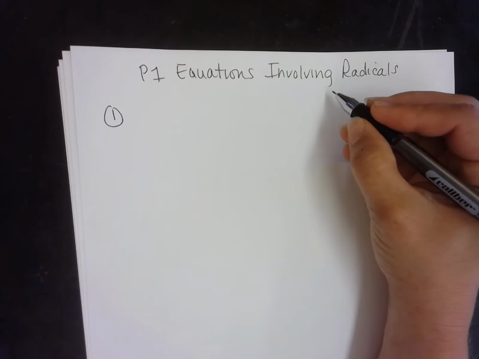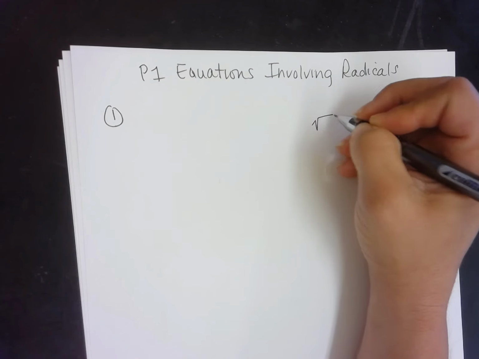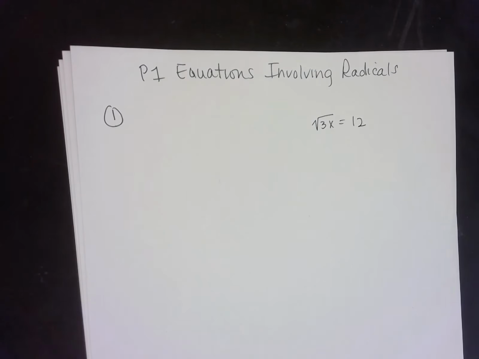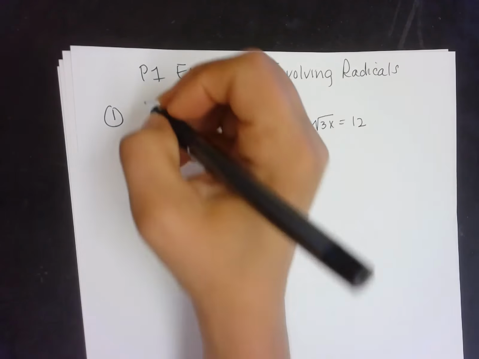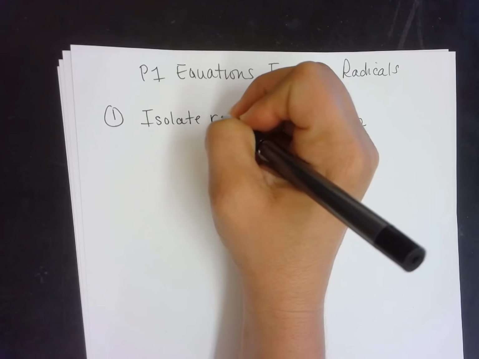So I'm going to do a little side problem over here so we can walk through this. I have the square root of 3x is equal to 12. This is an equation involving a radical. Since this is the square root of 3x equals 12, it's a radical equation. So we want to solve this. Step one in solving this is to isolate the square root, or the radical.